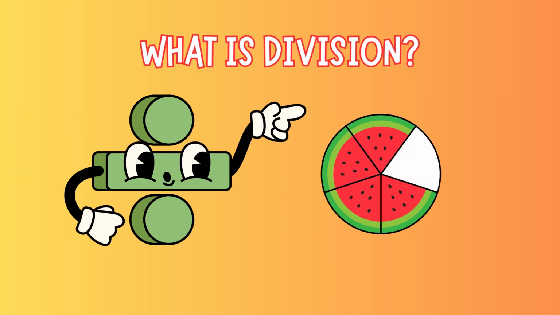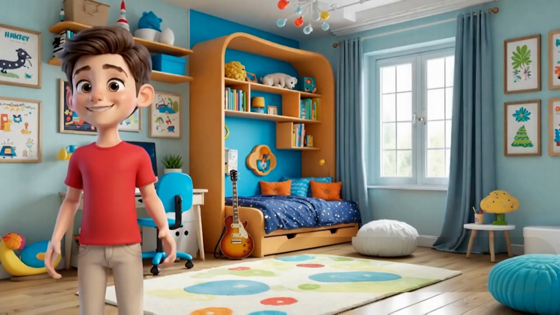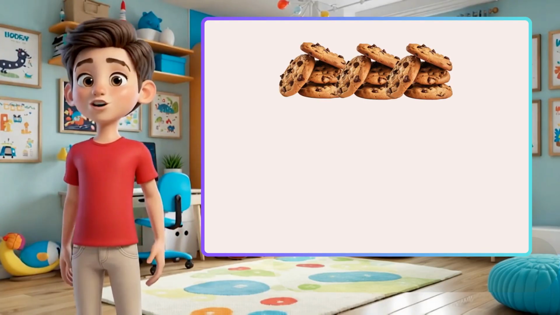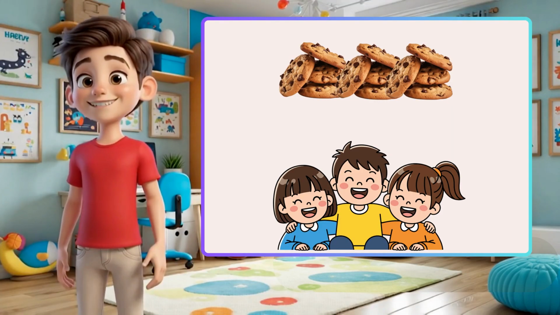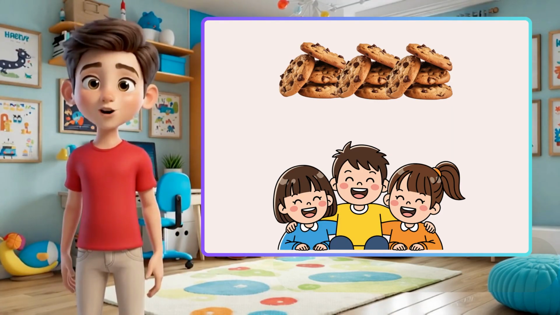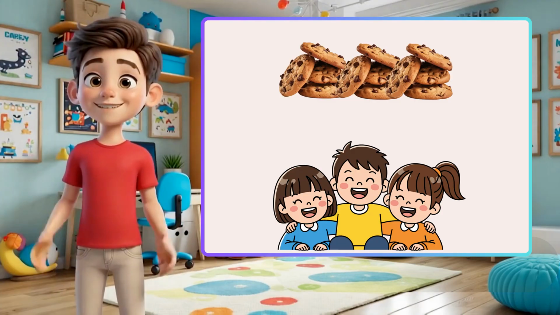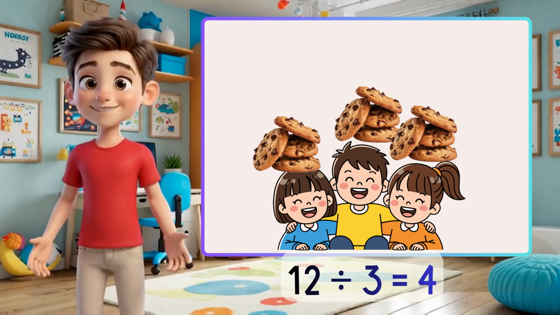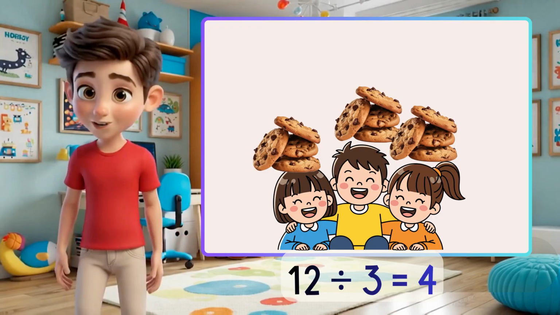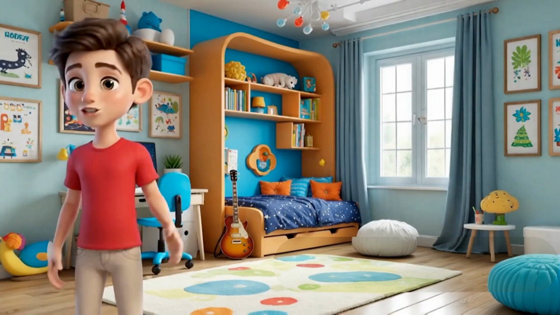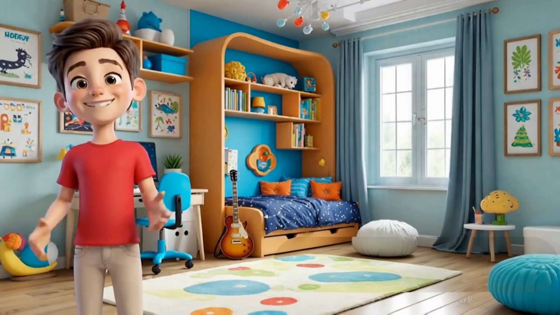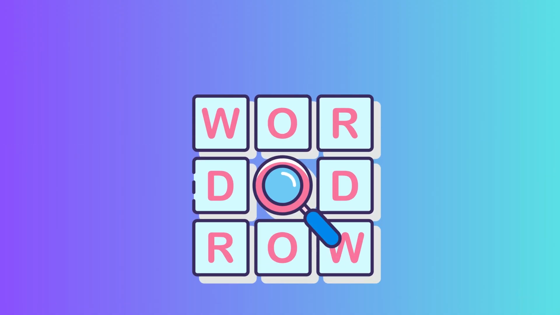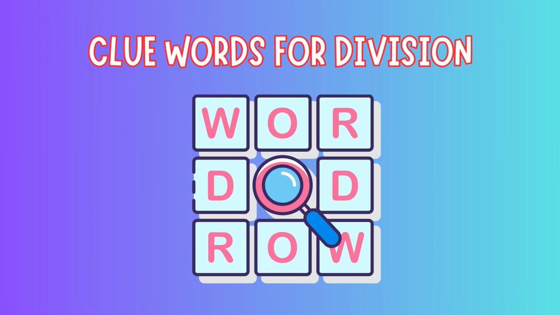What is division? Division is like fair sharing. If you have 12 cookies and you want to share them equally among 3 friends, you're dividing 12 cookies into 3 groups. So, 12 divided by 3 equals 4. Each friend gets 4 cookies. When we divide, we start with a total number and split it into equal parts. Easy, right?